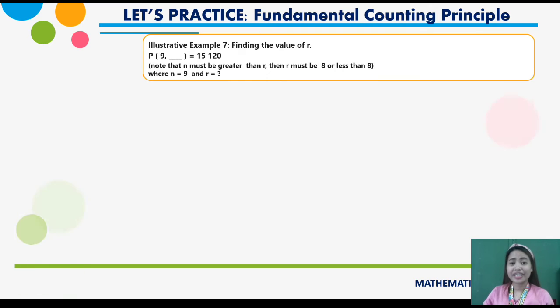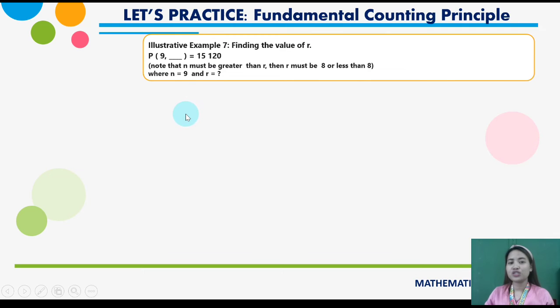We have another example here using the fundamental counting principle. We are finding the value of r, wherein permutation of 9 and blank is equal to 15,120. Note that n must be greater than r. Therefore, r must be 8 or less than 8 when n is equal to 9 and r is unknown.